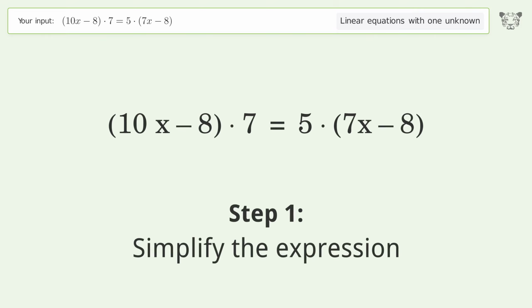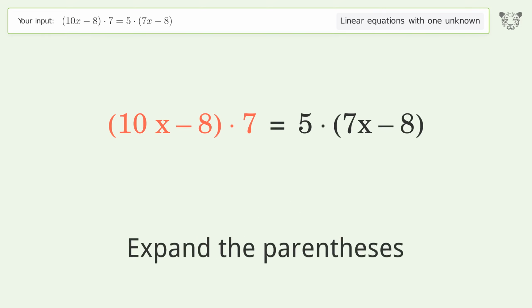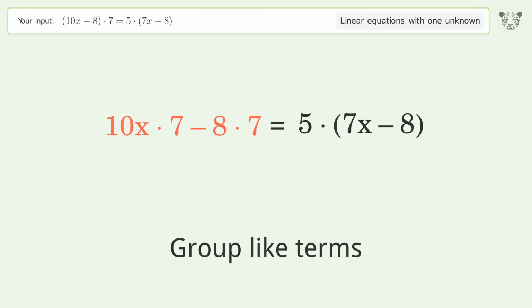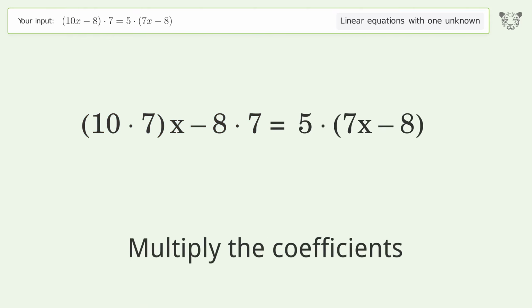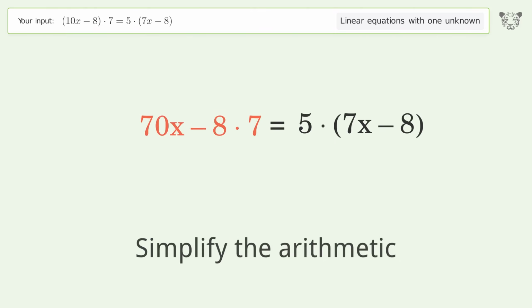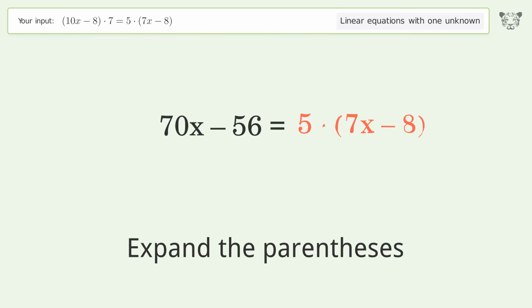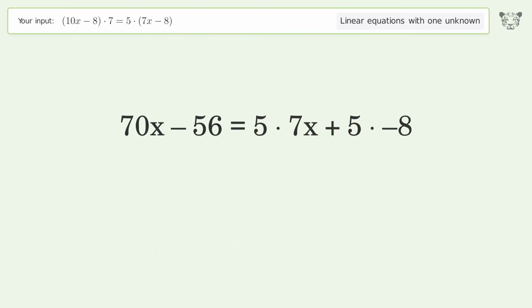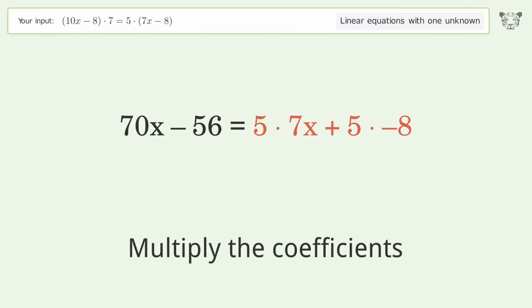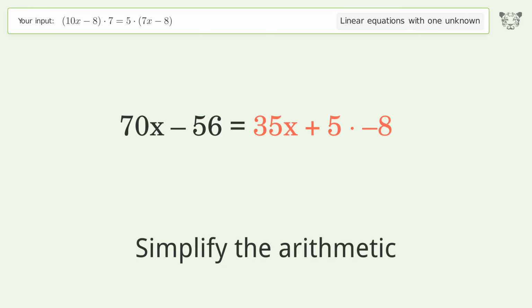Simplify the expression. Expand the parentheses. Group like terms. Multiply the coefficients. Simplify the arithmetic. Expand the parentheses. Multiply the coefficients. Simplify the arithmetic.